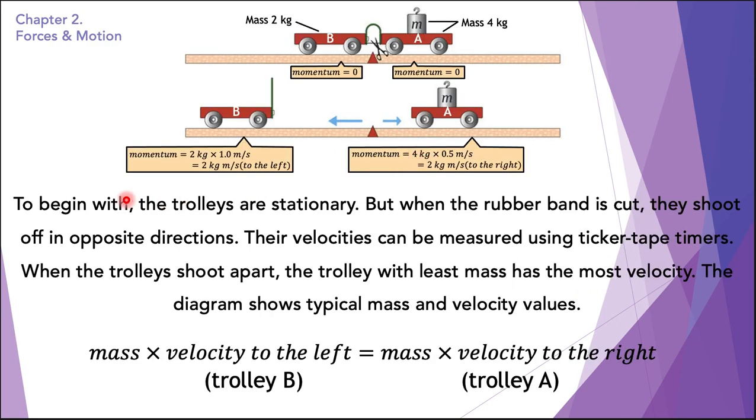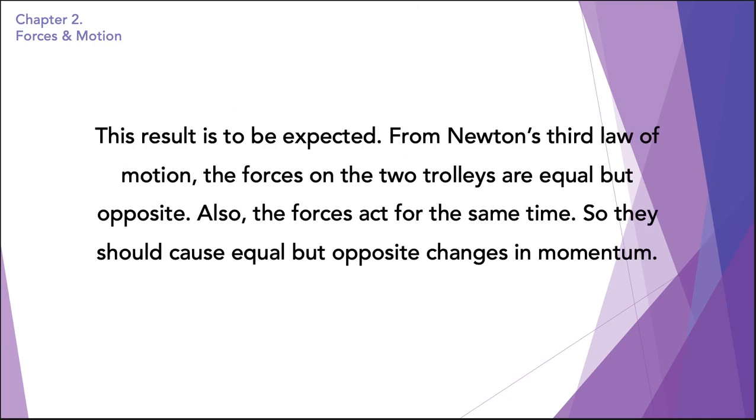So as you saw, this trolley had 2 kg mass and its speed was 1 meter per second. And this trolley had a mass of 4 kg and its speed was 0.5 meter per second. But when we multiply the two values and find the momentum, they are equal, 2 kg meter per second, except that they are in opposite directions. So by Newton's third law, the result is to be expected because it states that the forces on the two trolleys are supposed to be equal but opposite in direction.